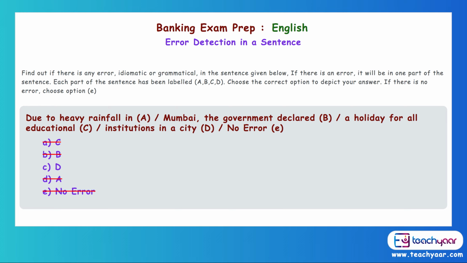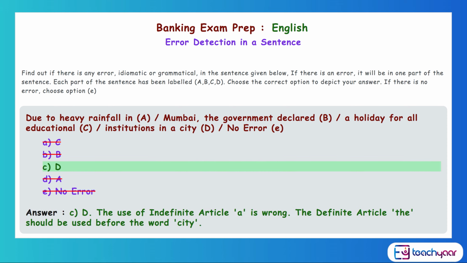So let us see what happens now. The answer, you can see the way we have done it. Option C, that means the D part of the sentence. And I have of course explained the reason why there is a mistake there. The use of indefinite article is wrong. The definite article the should be used before the word city. So institutions in the city. So I hope that's clear.